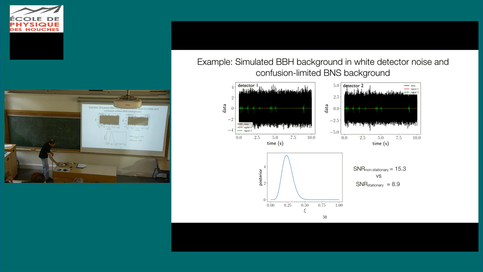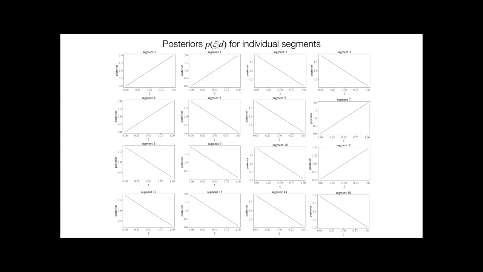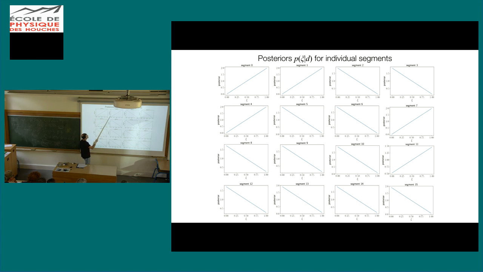Now, just to understand what's going on, what I'm showing here are posterior distributions for individual segments for the first 4 seconds of data. So this is for the first quarter second, the next quarter second, et cetera. And you see that they're just straight lines with slopes that are positive or negative. And they're positive or negative precisely according to whether or not there was a signal injected into the data. So this signal, even though it's buried in noise, is actually quite strong.